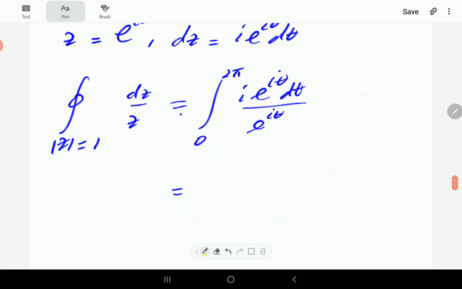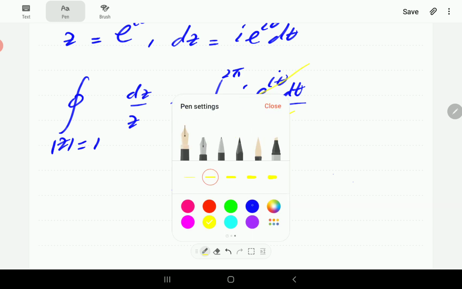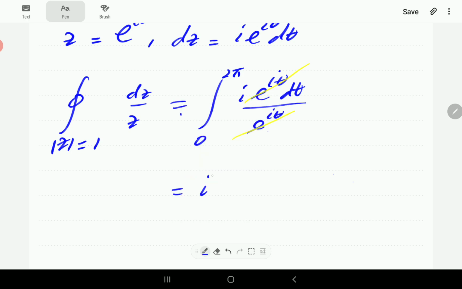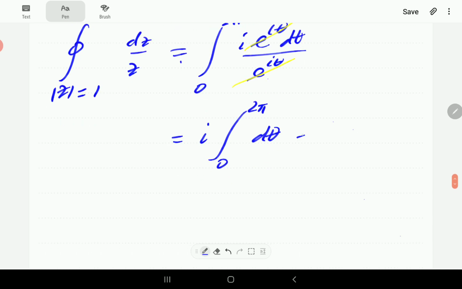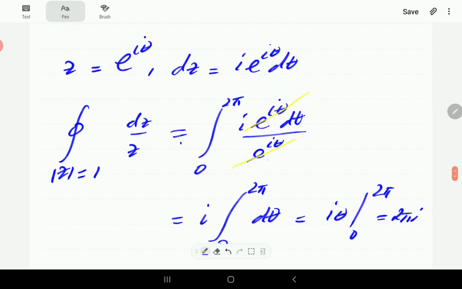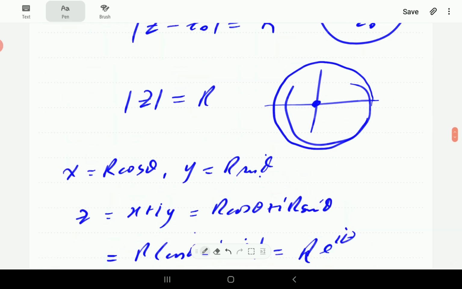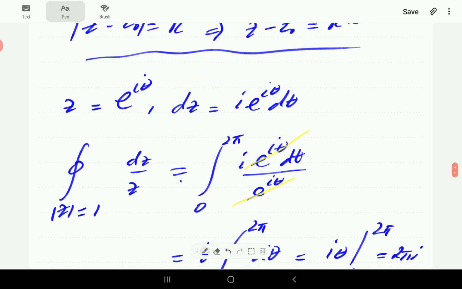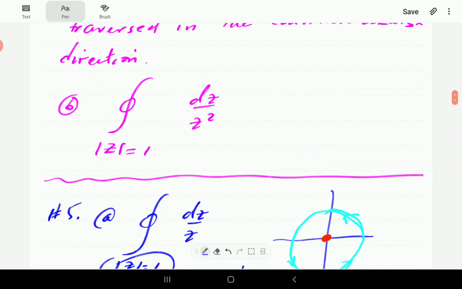The e to the i theta is going to cancel out, so this is just going to be i times the integral from 0 to 2 pi. So this is just i theta from 0 to 2 pi. This is going to be 2 pi i, which of course is not equal to 0, as we suspected, because we've got a singularity inside the contour. Right, so that's part A.